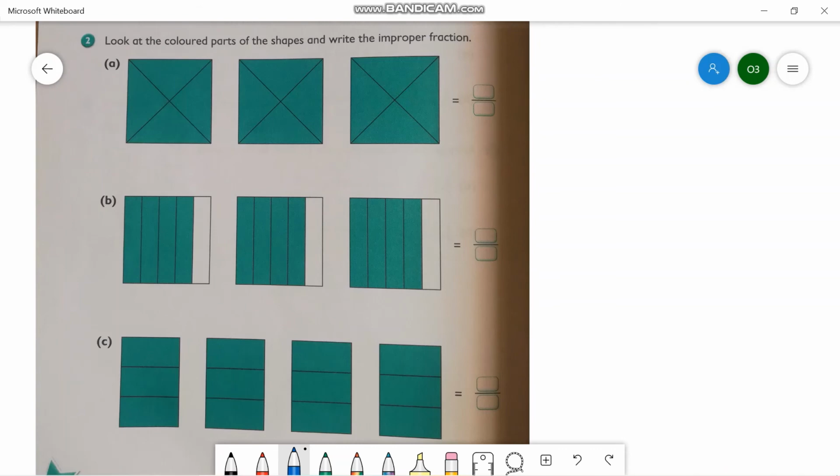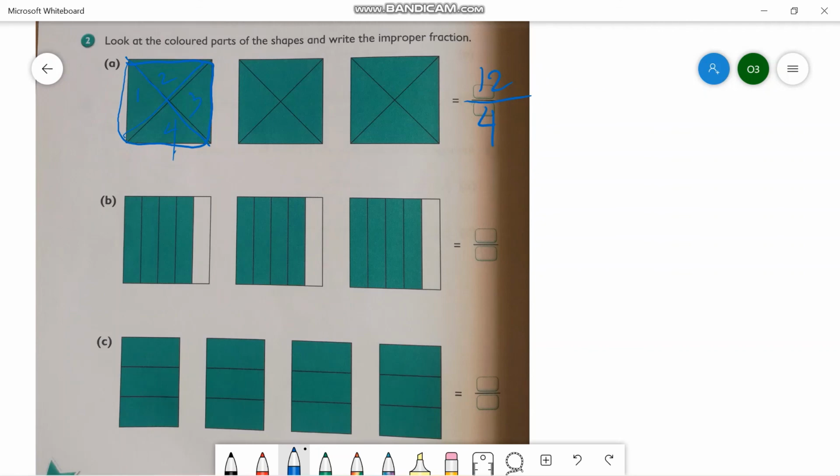Now let's go to the second part of the question. Look at the colored parts of the shapes and write the improper fractions. So first we're going to count the number of parts in each fraction. So this square is divided into how many parts? 1, 2, 3, 4. So our denominator is 4. Now count the number of shaded parts. All of the parts are shaded. So let's count. This one is 4, 8, 12. So 12/4.